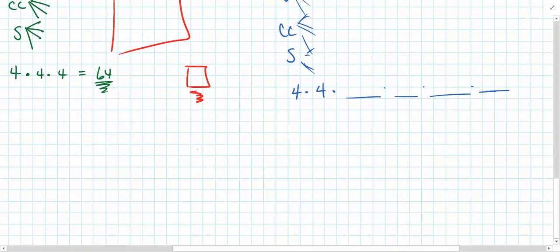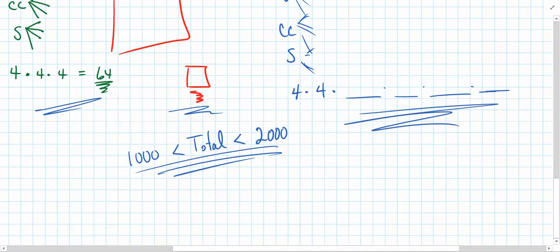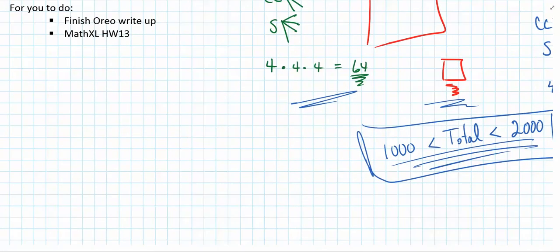I'll give you a hint. The total that I believe is correct for this problem is somewhere between 1,000 and 2,000 different cookie styles. So your answer when you're done between the single stuff, the double stuff, and our triple doubles should be a total between 1,000 and 2,000.